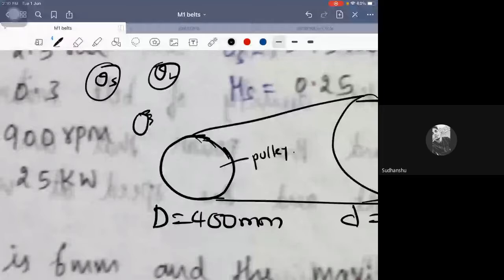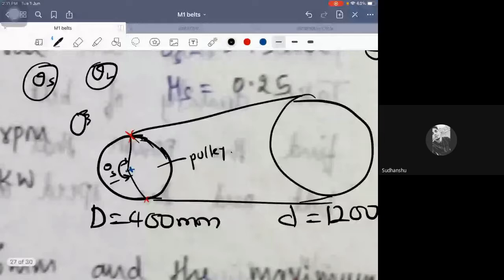So the contact points are this point and this point, and the center of this particular pulley is this point. If I join these lines and measure the angle between these two lines, this is what I call the angle of wrap of the smaller pulley. Similarly, when I go for the bigger pulley, it's the same thing. It's an angle of wrap. That means how much the belt has been wrapped over the circumference of a pulley.